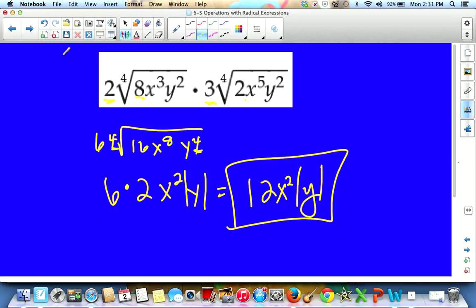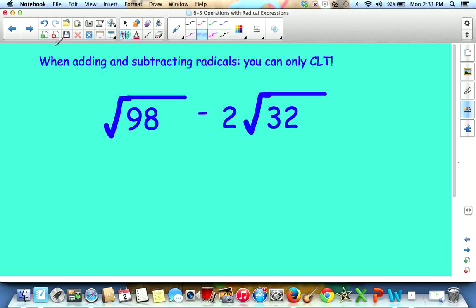All right, now we're going to move on to adding and subtracting. Now when adding and subtracting radicals, you can only combine like terms. So they have to look the same. Just like with fractions, just like with variables, they have to look the same. And these do not look the same right now. So let's see if we can simplify these to make them look the same.